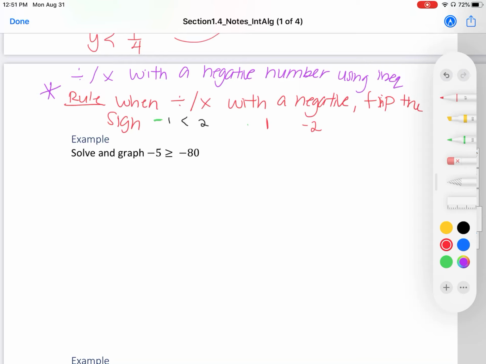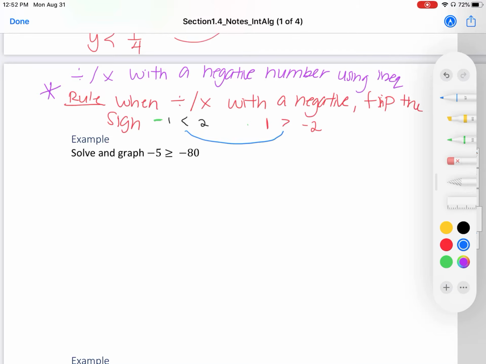Well, 2 is now the negative, so now that one's smaller. Do you see how your signs have changed? They completely flipped. So this is your rule: when you're dividing or multiplying by a negative, using inequalities, make sure to flip your sign.